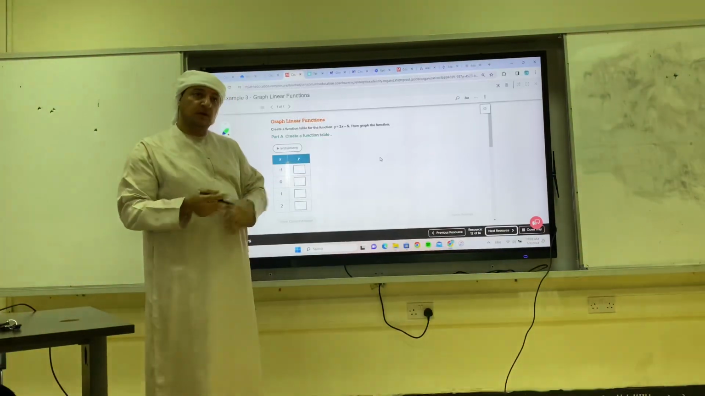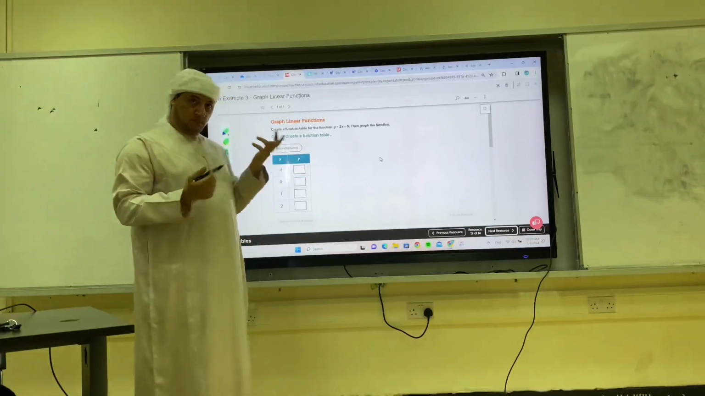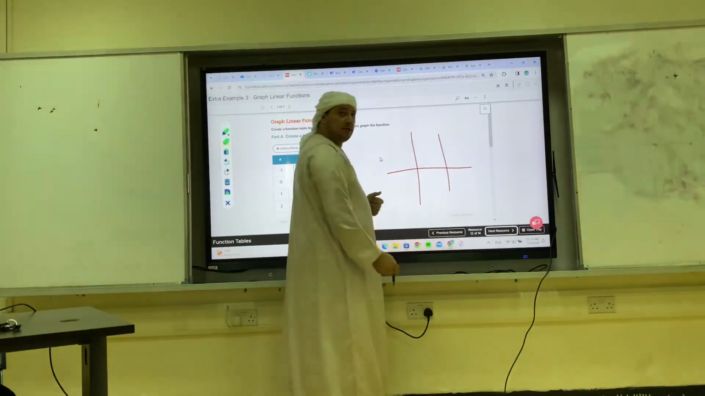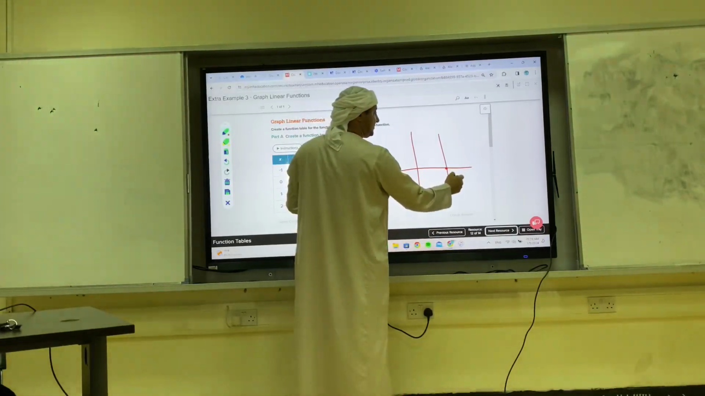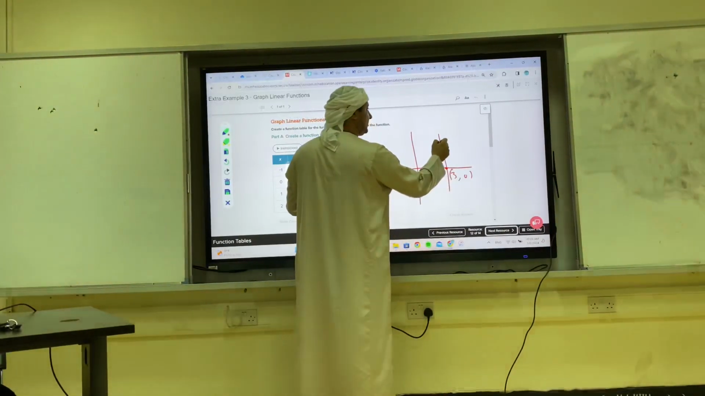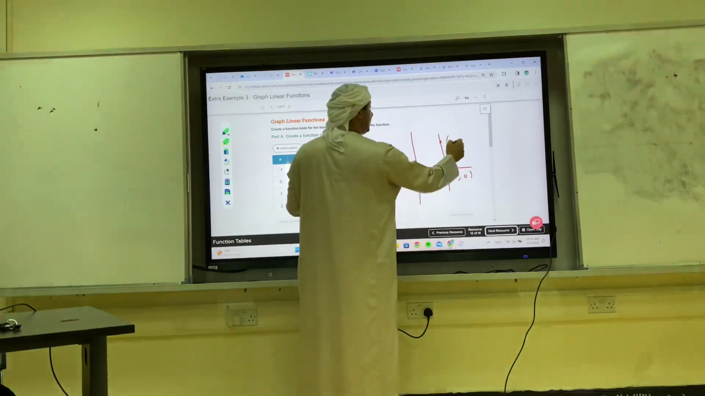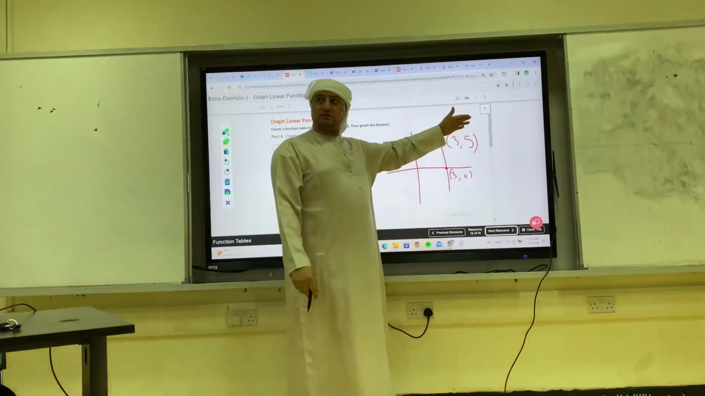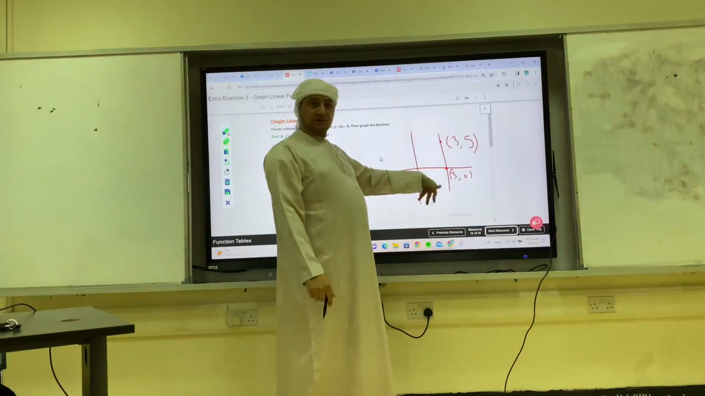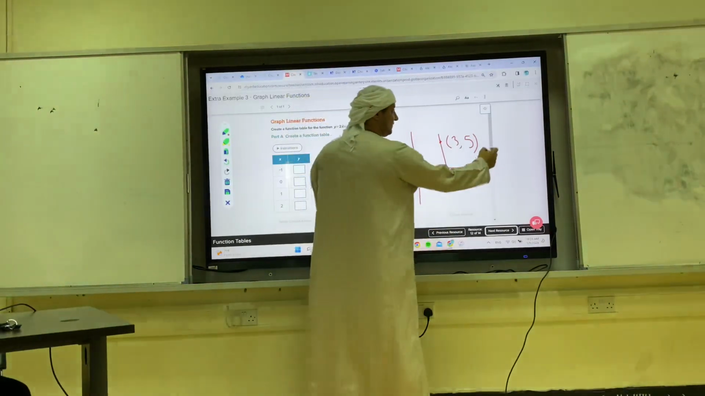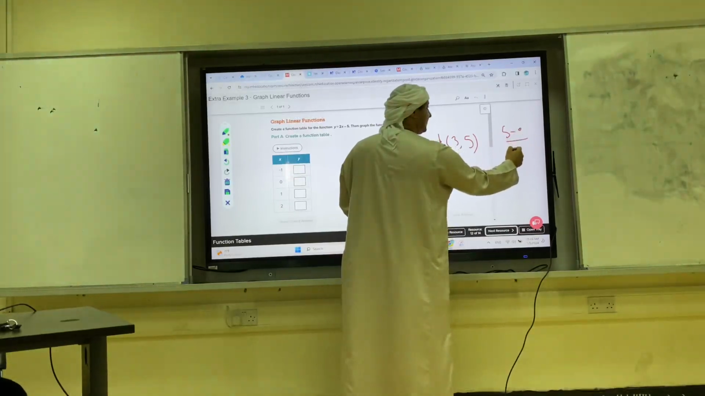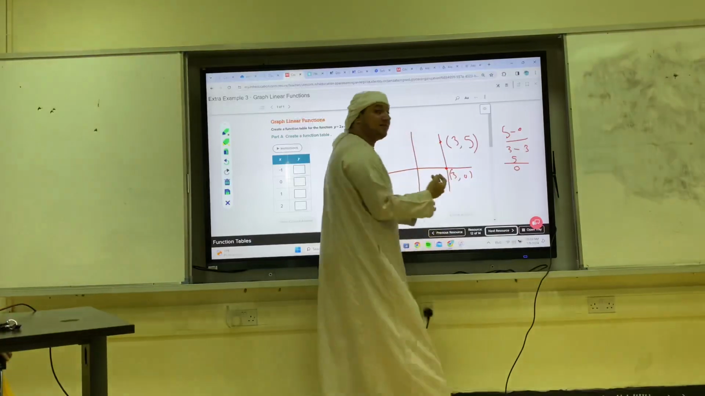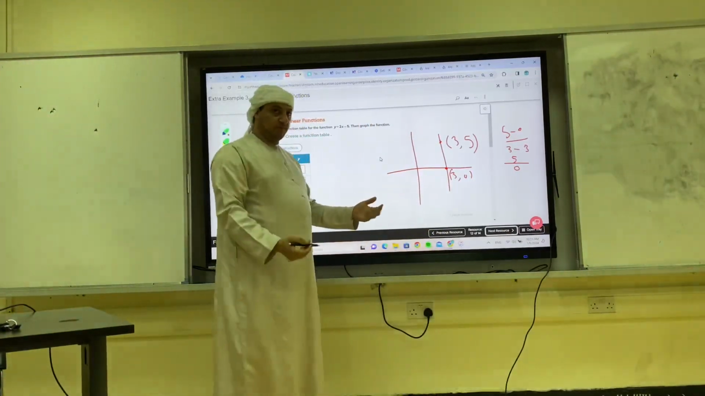From the slope, it's rise over run. For example, you have this line. This point is (3, 0) and this point is (3, 5). Remember that rise over run is y2 minus y1 over x2 minus x1. So we get 5 minus 0 over 3 minus 3, that is 5 over 0. It's undefined. That's why.